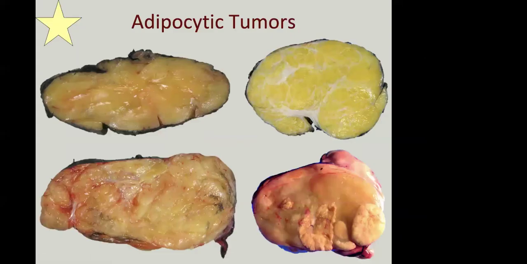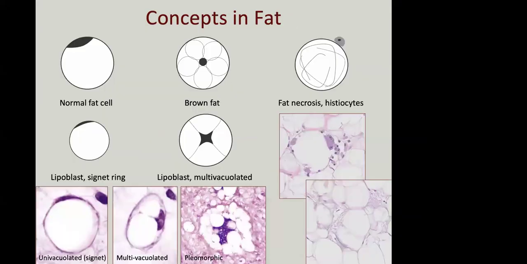All right, let's start with fat. So fatty tumors are going to be the most common tumor that you will see in soft tissue. Normal fat has a plump monovacuole with a corneal, lens-shaped fat nucleus.